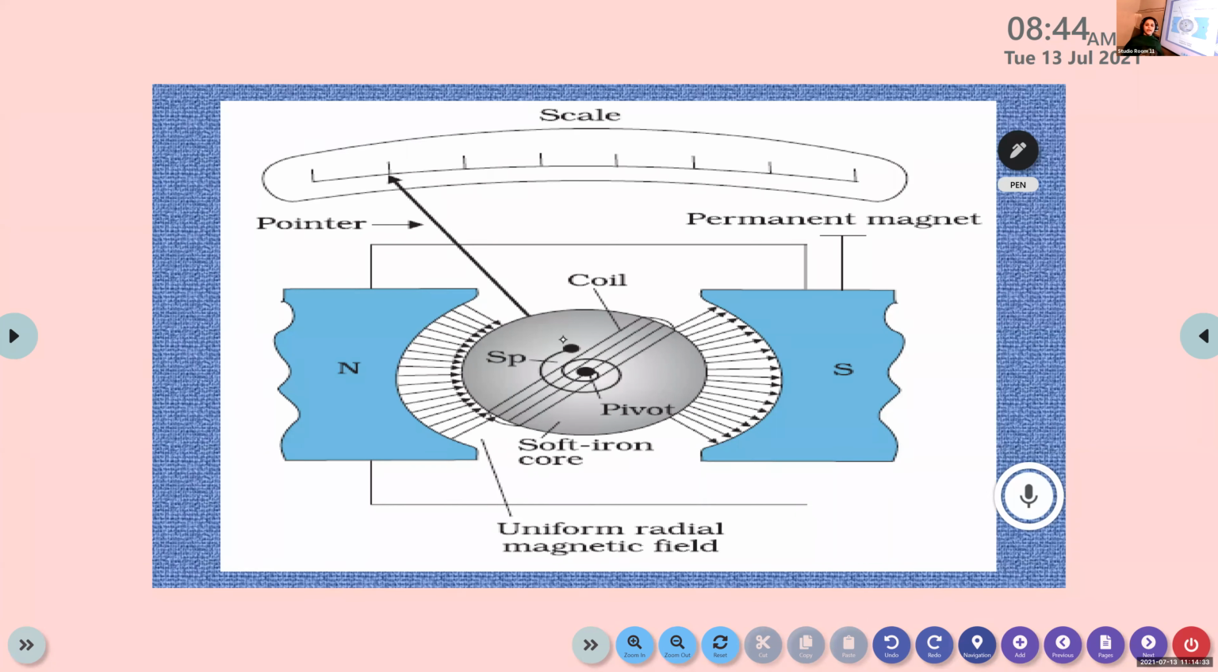Okay, so moving coil galvanometer is a device that is used to detect the presence of current, and it is working based on the principle that when a current carrying conductor is placed in a magnetic field, here the current carrying conductor is nothing but this rectangular coil. So whenever this rectangular coil is placed between the poles of a magnet, it experiences a torque. So that is the working principle behind this moving coil galvanometer.